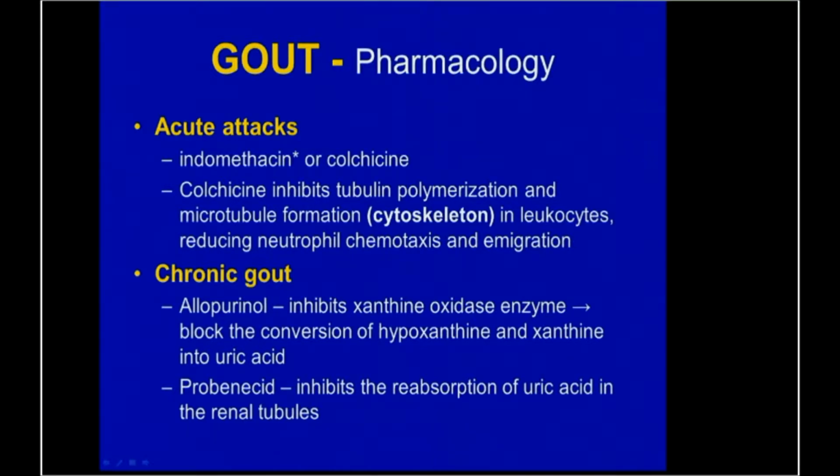Colchicine, you will get some information in regard to this medicine in the cell biology, because it does work by inhibiting tubulin polymerization and microtubular formation, like the cytoskeleton of the cell in leukocytes, reducing neutrophil chemotaxis and immigration, okay? So let me tell you about something regarding the acute episodes of gouty arthritis.